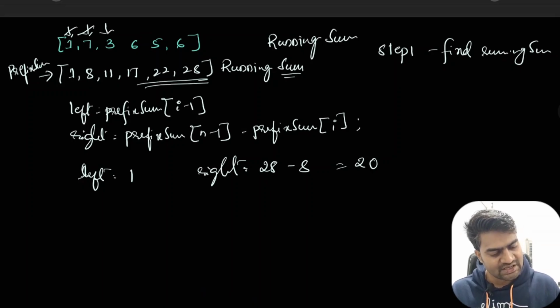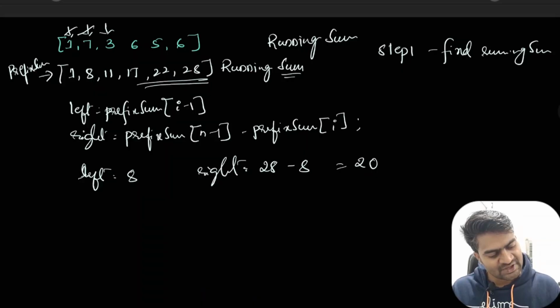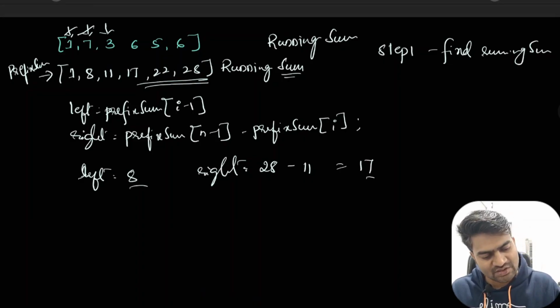Now if you see, its prefix sum is 8, correct, right? So what I will do, I will take my left as its prefix sum, which is 8. Now our right will be 28 minus 11. So I will do 28 minus 11, which is going to be 17. So this and this values are not equal, so this is not our pivot.